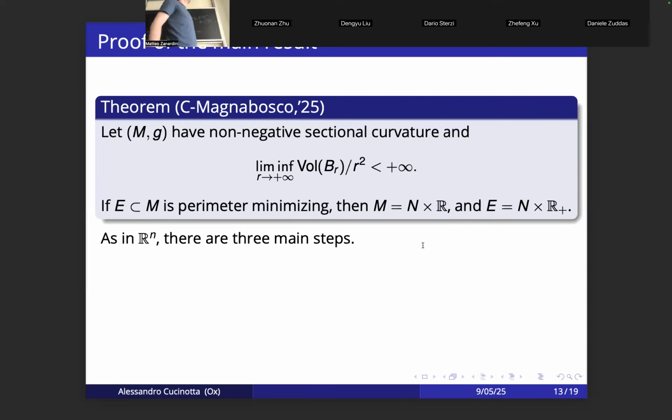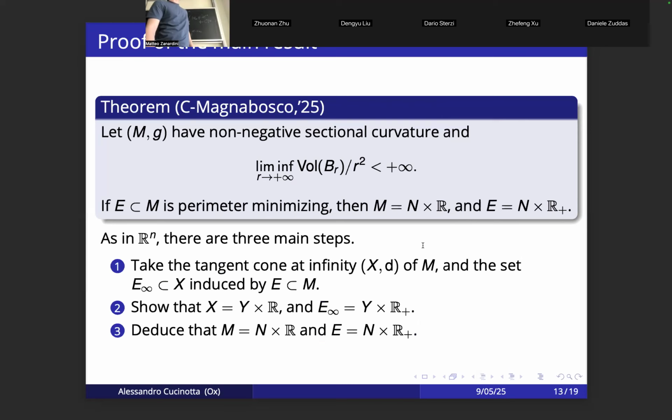Okay, so now we're ready to sketch the proof. Let me read the statement again. A manifold with non-negative sectional curvature and quadratic volume growth at infinity: if there is a perimeter minimizing set, then the manifold splits and the perimeter minimizing set itself is a half space. The three main steps follow the strategy, as I said, of the Euclidean case. In the first step, we take a tangent cone at infinity of our manifold, and we consider a set E infinity, which is naturally induced by E, our initial set. Then the key step, this is the hard part.